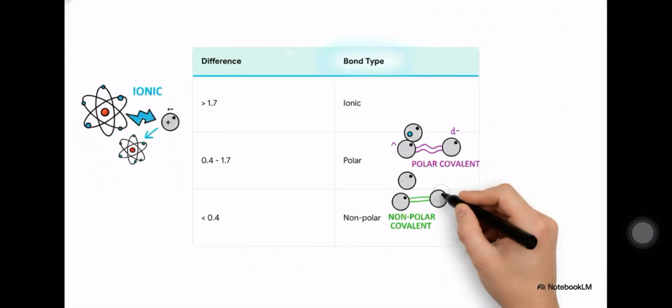And this slide brilliantly illustrates exactly where Pauling's math shines. You just subtract the smaller electronegativity value from the larger one. Is the difference greater than 1.7? Then the stronger atom steals the electron entirely, giving you an ionic bond. Is it between 0.4 and 1.7? Well, they share, but unequally, making a polar covalent bond. And if it's less than 0.4, it's a fair fight, shared equally, resulting in a nonpolar covalent bond.